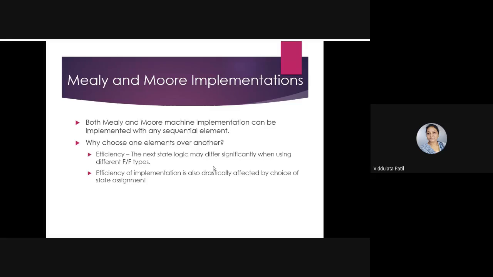Okay. So both Mealy and Moore machines can be implemented with any sequential circuit. Okay. So why choose one element over the other? So we have to consider efficiency. The next state logic may differ significantly when using different flip-flop types. And the other one, the efficiency of implementation, is also drastically affected by the choice of the state assignment. So depending on these, we need to select a particular Mealy or Moore machine.